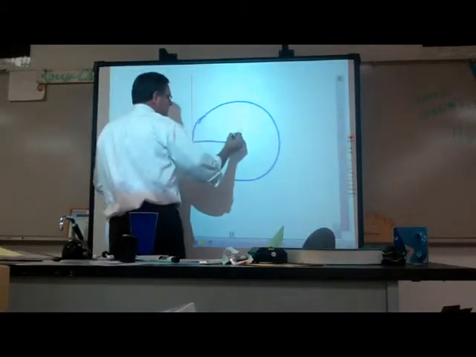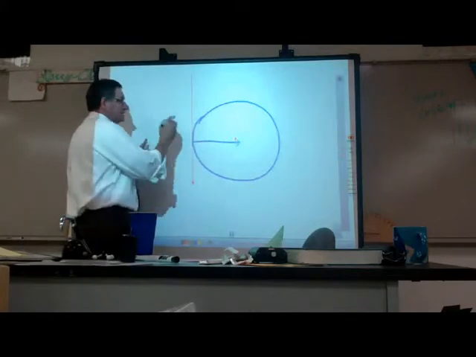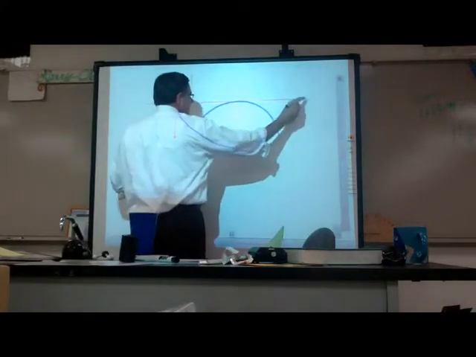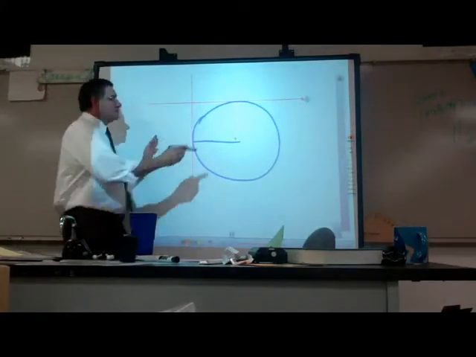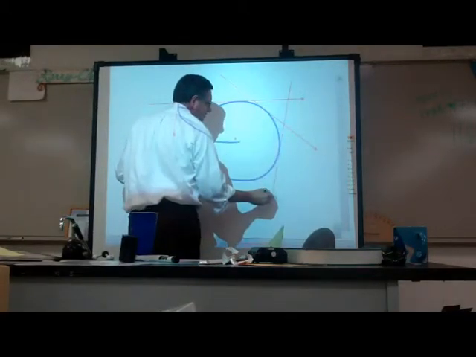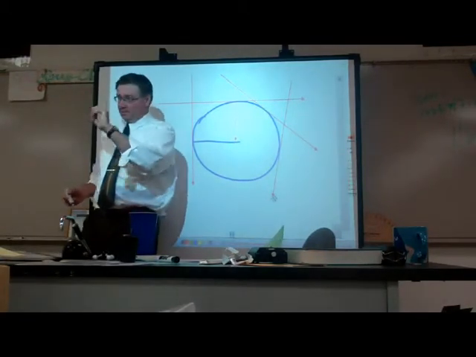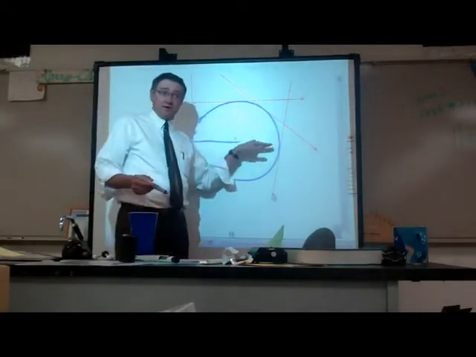Now, if I drew the tangent line like this, or if I drew my radius line like this, then the tangent would go something like this. So you can draw tangent lines all the way around as long as they only touch the curve at one point, and it's always going to be at right angles to the radius.